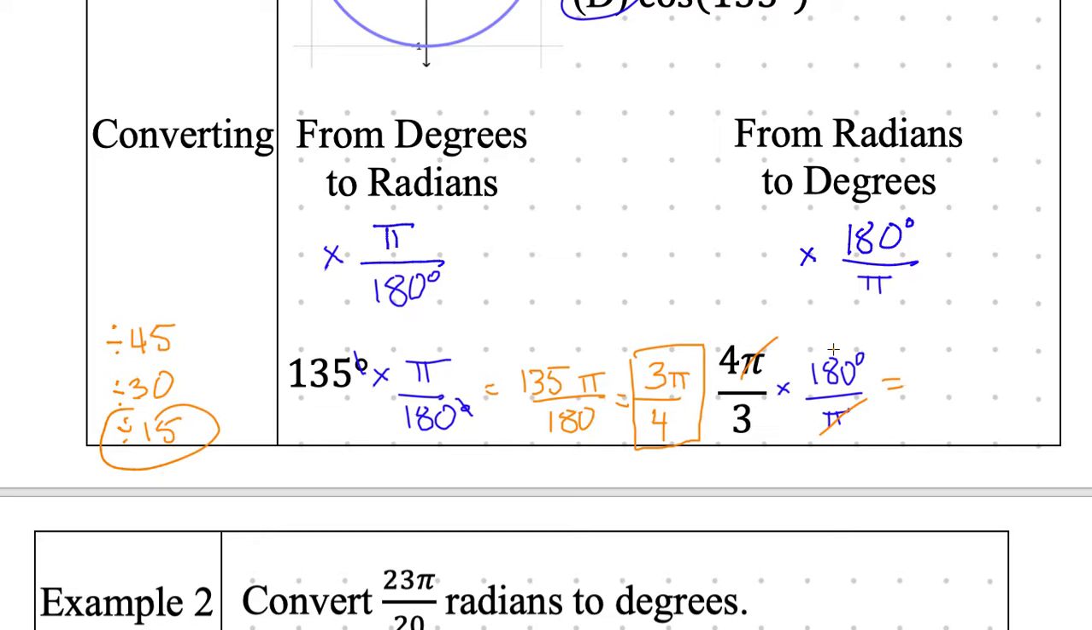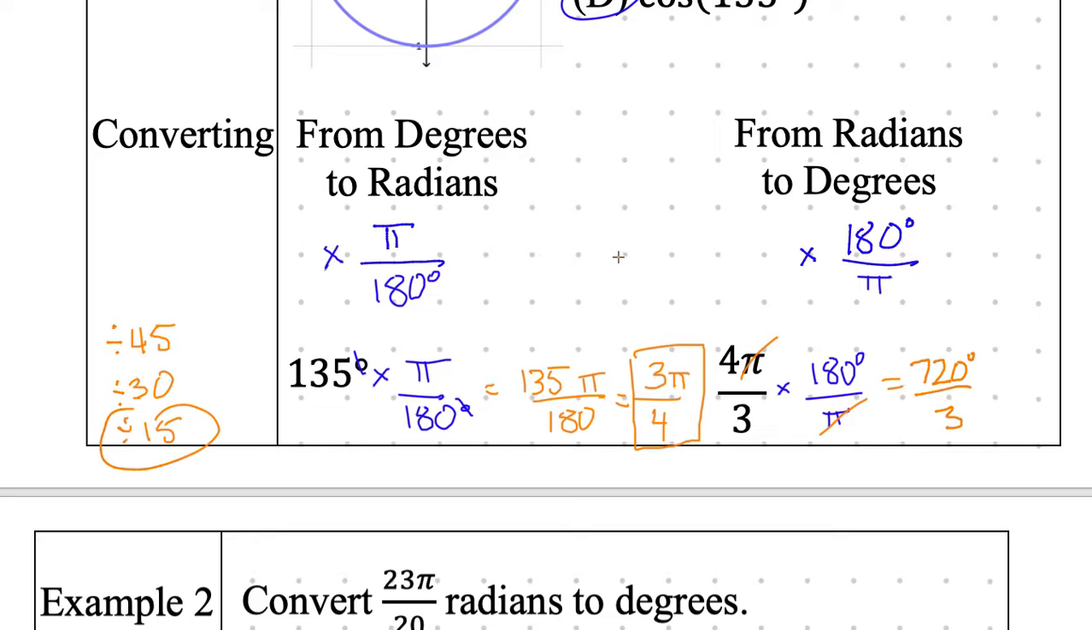Instead of multiplying by 4 first, let's divide by 3 first. What's 180 divided by 3? I already multiplied by 4. Okay, fine, we're staying with 4. 720 divided by 3. What's 72 divided by 3? 24.